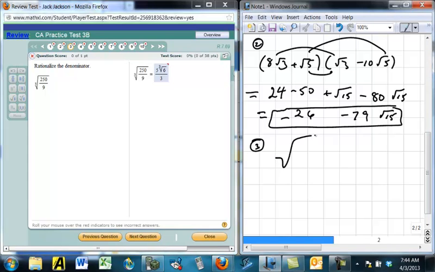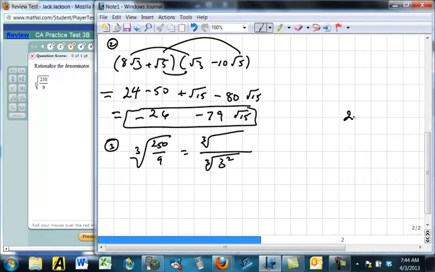Cube root of 250 over 9. I'll break this down. 9 is 3 squared, and so we've got a cube root of 3 squared there. We also have the cube root of the 250. Okay, let me go off to the side here. 250 is 10 times 25. 10 is 2 times 5. 25 is 5 squared, 5 times 5. So altogether we have a 2 and a 5 cubed there.